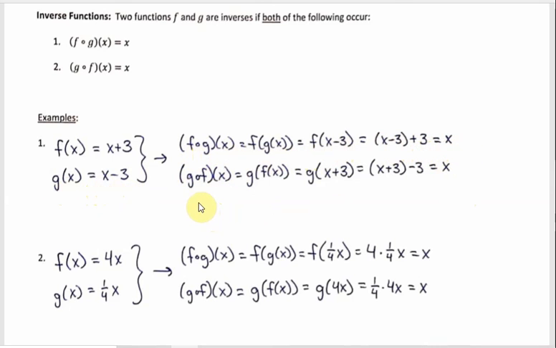And then what about in the other direction? So g composed with f, that's g of f of x. And then I subbed in x plus 3 for f of x. G of that, you'd have x plus 3, then minus 3. You get x there as well.